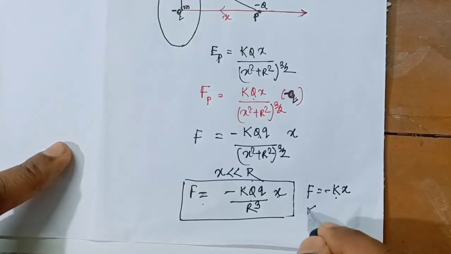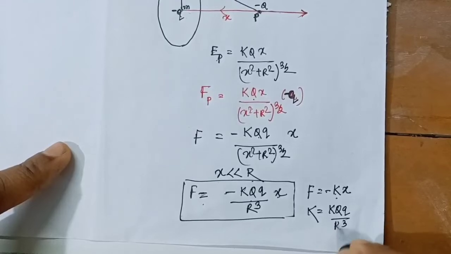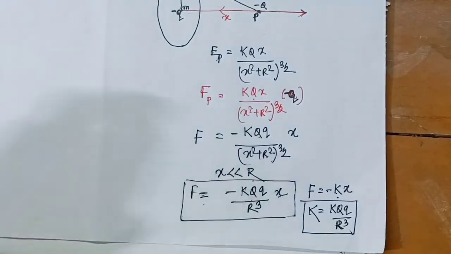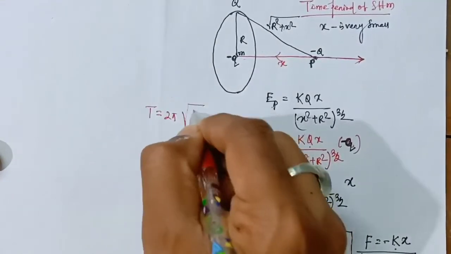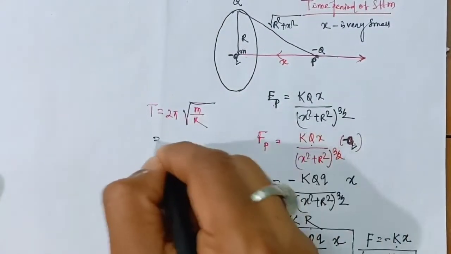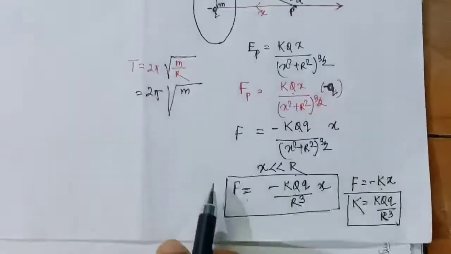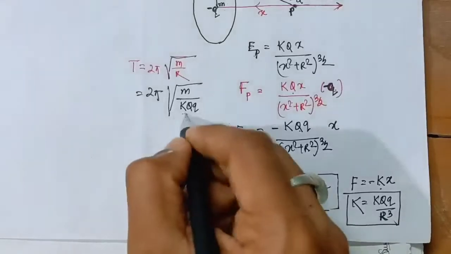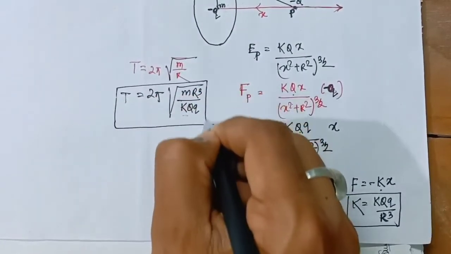So what is the value of k now? The k value is KQq upon r cube. Once I get the value of k, I can easily say the time period is T equals 2 pi under root m by k. Here 2 pi, the mass of the particle is m, and for k I substitute KQq upon r cube, which goes upward inside the root. This is the time period of the SHM.